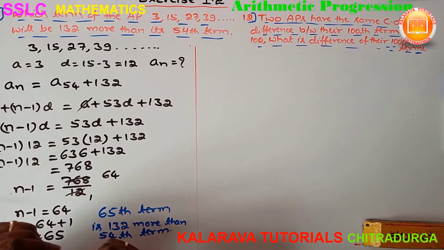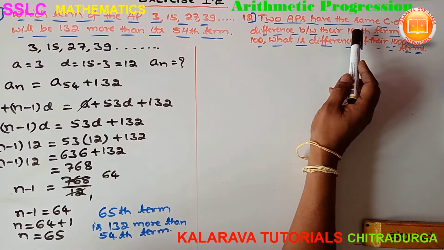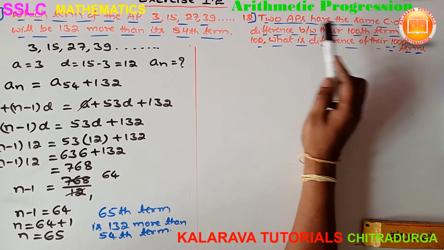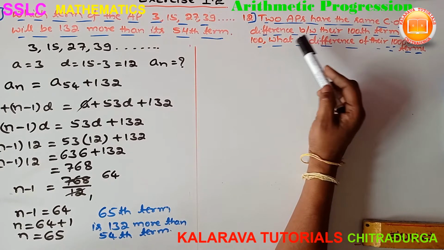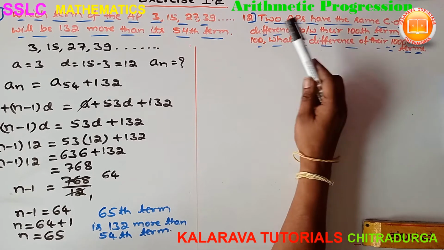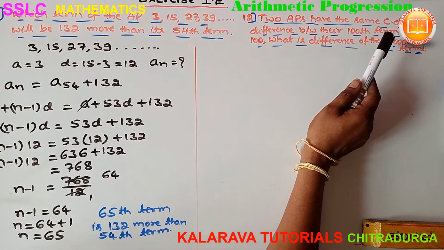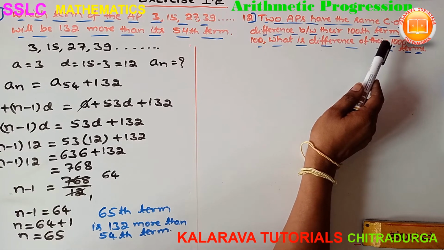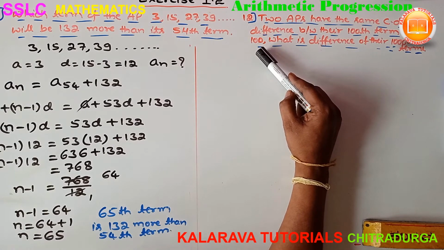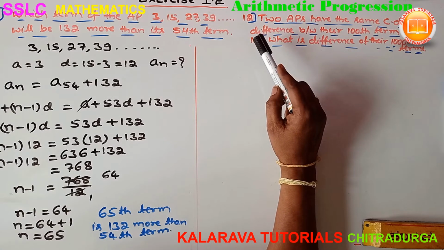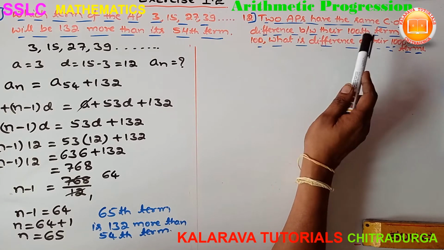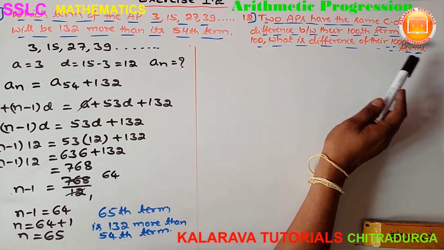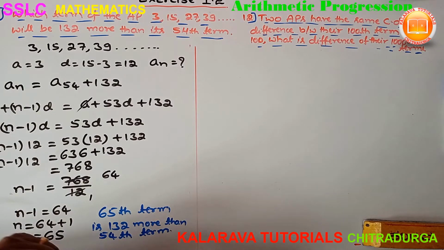In this problem, the 12th problem, they given that two APs have the same common difference. That means d is the same in both the APs. There are two arithmetic progressions. In both the two arithmetic progressions, common difference d is the same, and the difference between their 100th terms is 100. What is the difference of their 1000th terms?